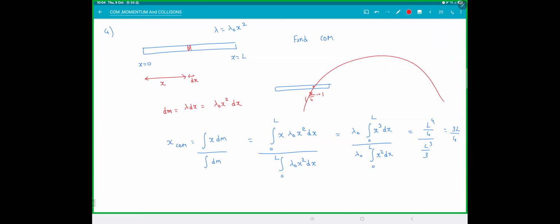So if you take this rod and throw it, the center will not go in a parabola. 3L by 4 comma 0 will go in the parabola. Sure with this? So rods are pretty straightforward. You take lambda dx and substitute and you're done. Yeah, most of you got it. Others check why you didn't get it. Let's see one more.